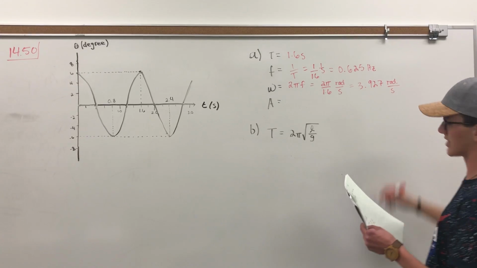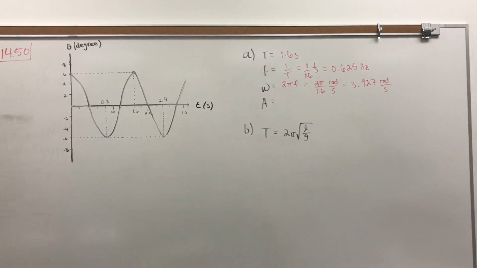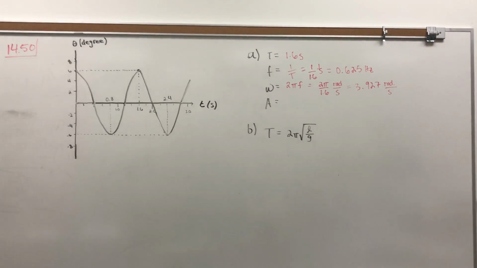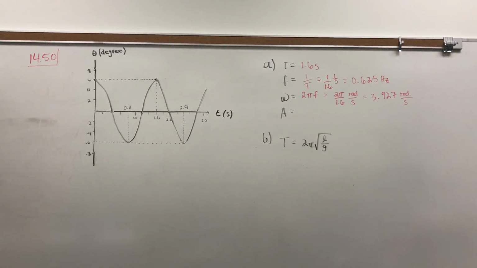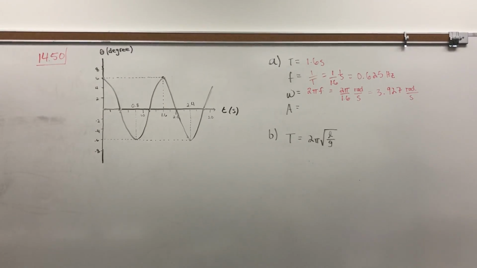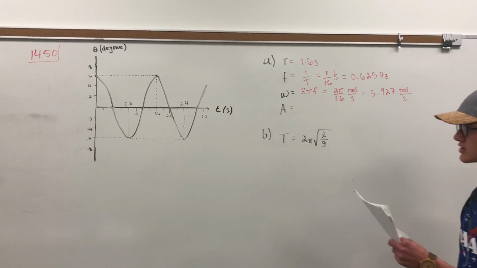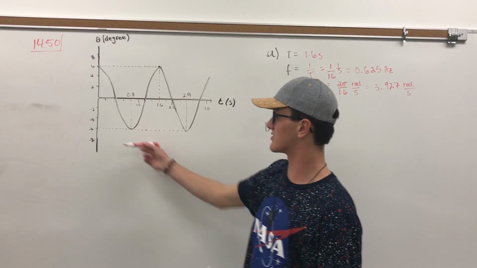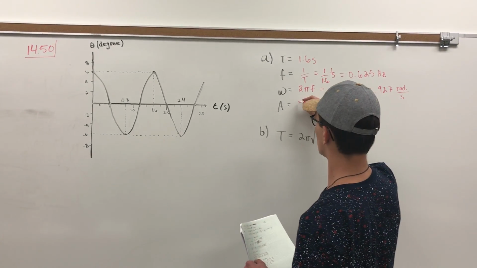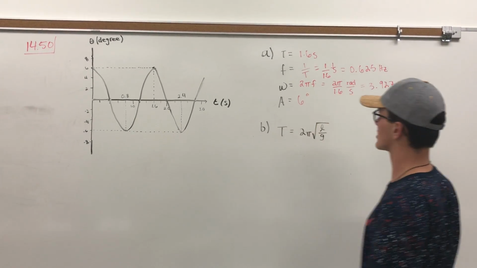And then the amplitude is the absolute value of how high and low the crest reaches on the wave. So the amplitude, you can see here, the highest and lowest point it reaches is 6 and -6. So our amplitude here is 6 degrees.